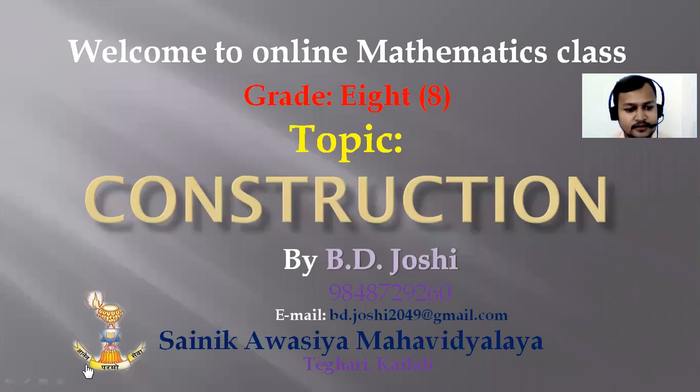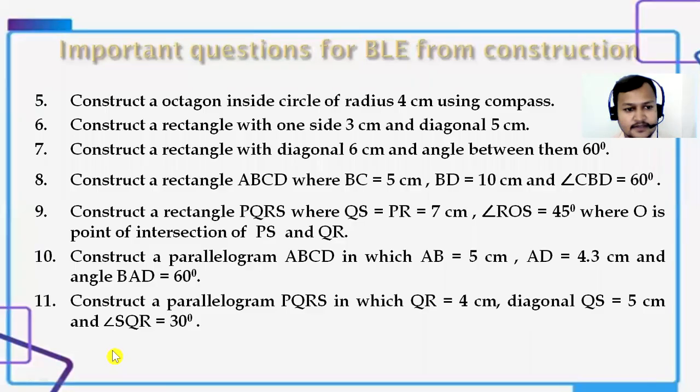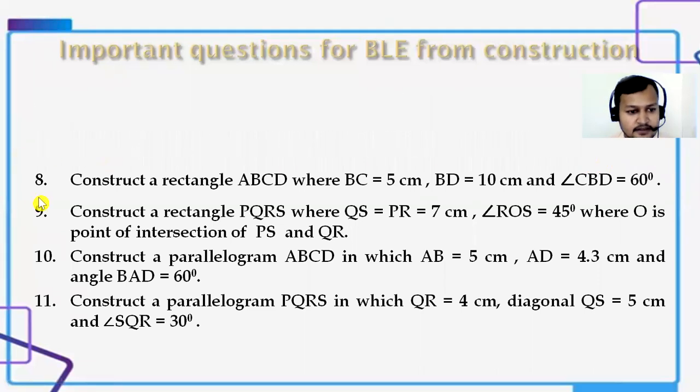We have to do some remaining questions from the same chapter of construction. We completed these questions last week. Construct the octagon inside circle of radius 4 centimeter using compass. Similarly, construct rectangle with one side 3 centimeter and diagonal 5 centimeter. Next question, construct rectangle with diagonal 6 centimeter and angle between them 60 degree. These questions we already completed. So today we are going to do these remaining 4 questions which I have included here for you.